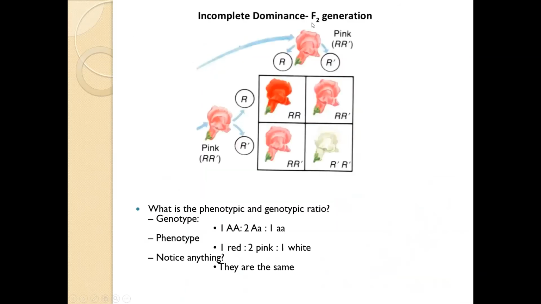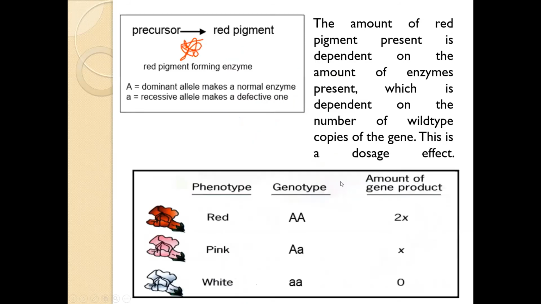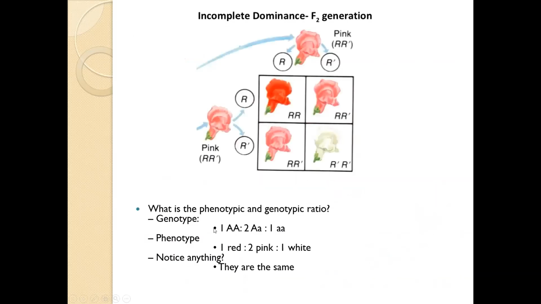Now, in incomplete dominance F2 segregation, in the case of F2, we will get R and R prime, and here also R and R prime, the pink ones, both are pink. And if we cross these R and R prime, we will get capital R capital R, capital R R prime, capital R R prime, and R prime R prime. You can also do this particular cross with capital A and small a. So what is the genotype?